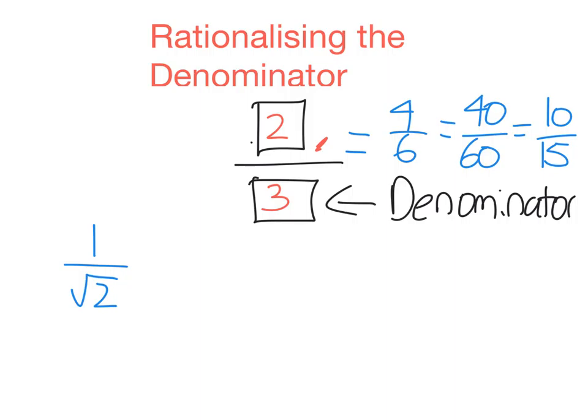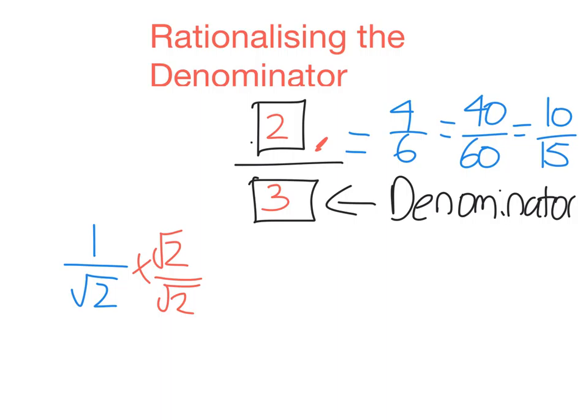So what about 1 on root 2? Well, I can do the same thing to this fraction. It's just another fraction. The rules haven't changed. I can times or divide top and bottom by the same number without changing that number. What I want to do is I want to get rid of the square root on the bottom so that this becomes rational. So what I can do is I can times top and bottom by the square root of 2. So I'm timesing by root 2 over root 2. So essentially I'm timesing by 1.